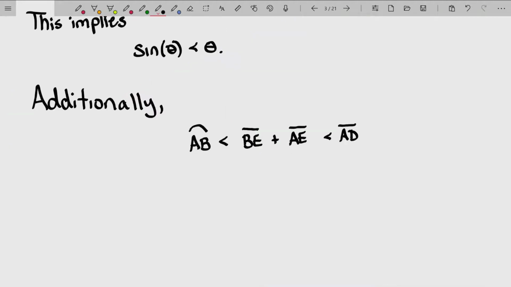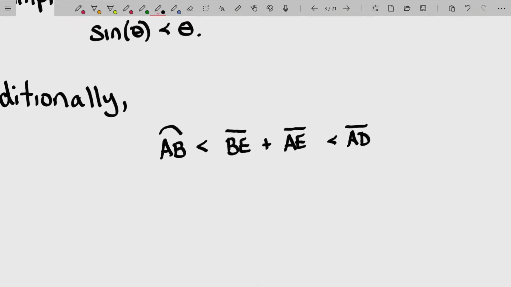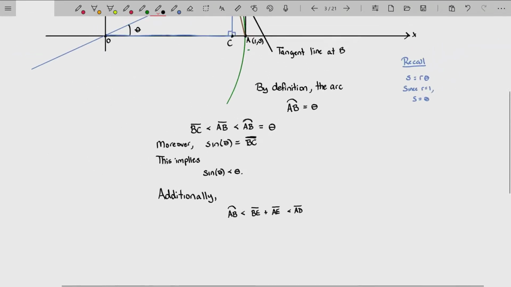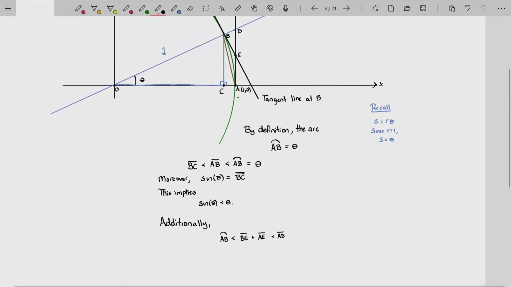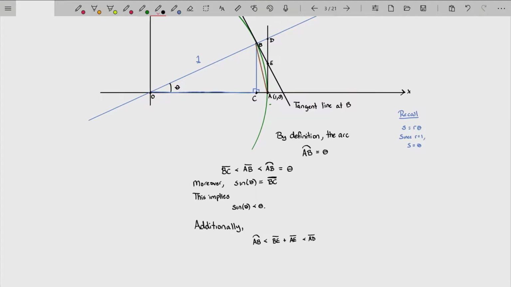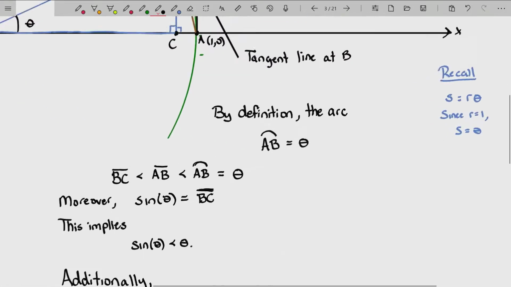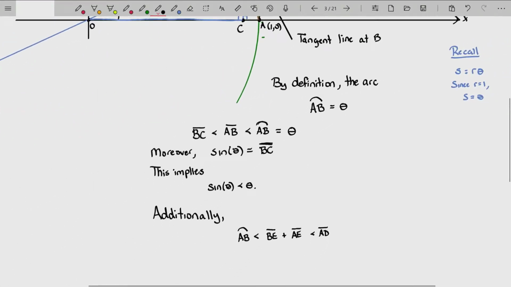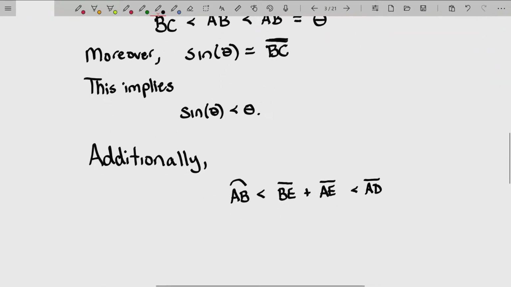That's a mouthful. I just said quite a bit, but it is true. If you just look at the geometry of the figure, you can easily see that the arc length from A to B is definitely less than the chord length from A to D. But we said something about the arc length of A to B before. It is equal to theta. So I'll just go ahead and write that in. So this arc length right here is just equal to theta.